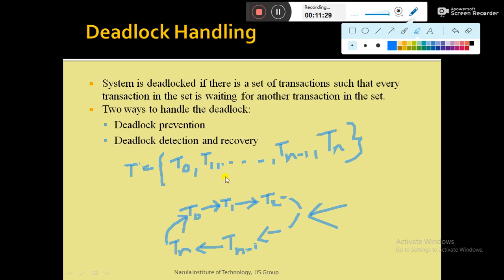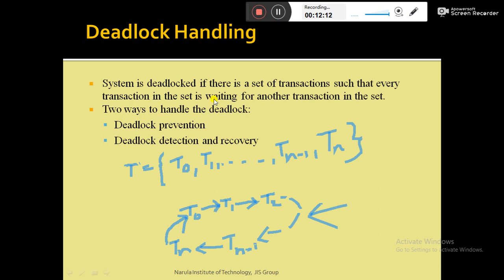Why are they waiting? Because suppose a particular data item is already held by T1, and at the same time that data item is requested by T0. T0's lock request cannot be granted, so T0 has to wait. Similarly, T2 is already holding a data item, and that data item is requested by T1, but the lock cannot be granted because the same data item cannot be accessed by two transactions. So T1 has to wait so that T2 can release it. That means there is a circular dependency, and this circular dependency will form a deadlock situation.